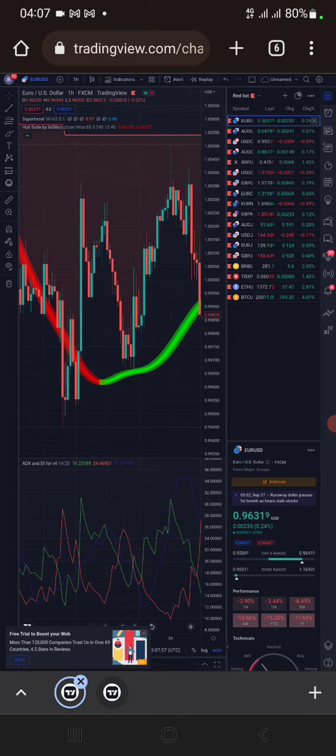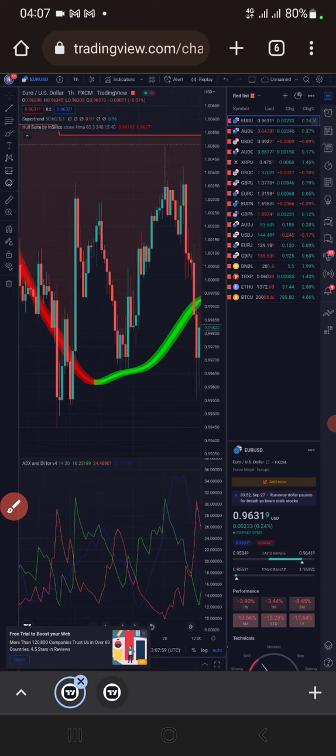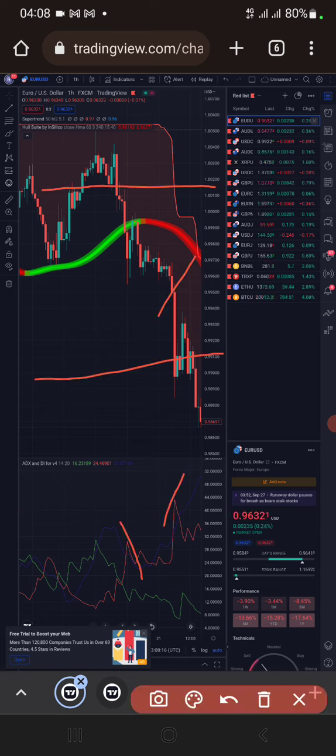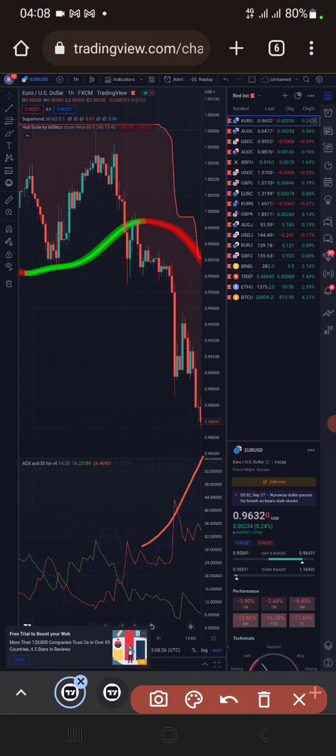When the market wants to go back into a trend, when it wants to go into a trend, it started moving upwards. And as you can see, the more the trend is moving, that means the more you are in a trend, the more your line moves upward.